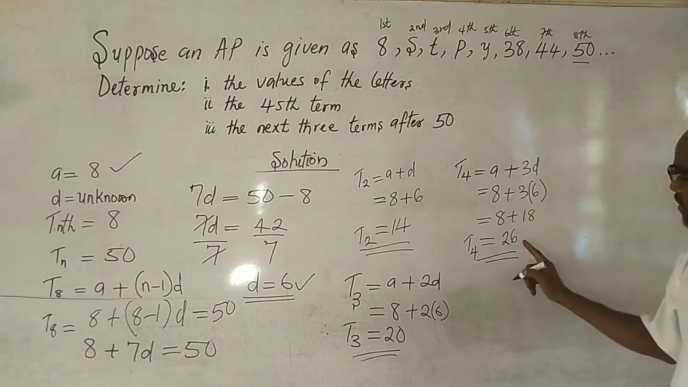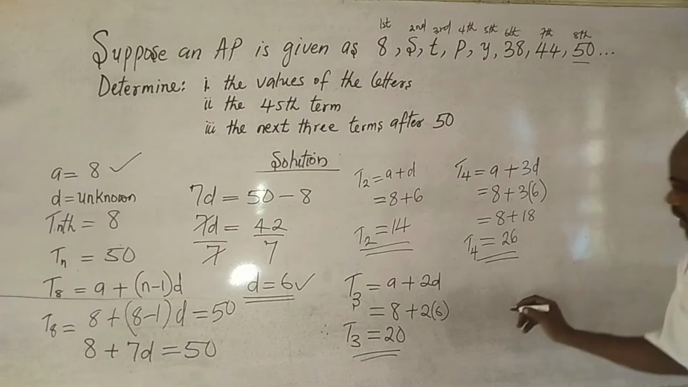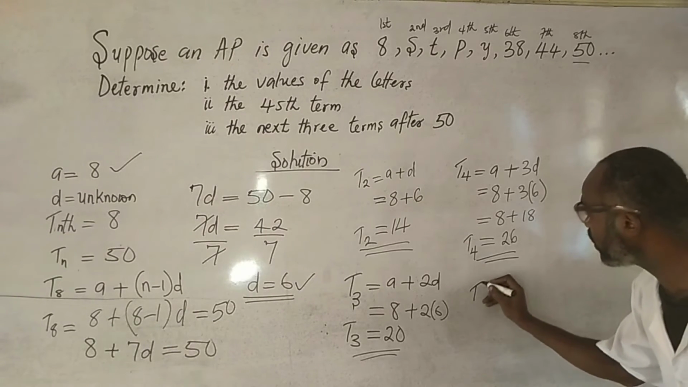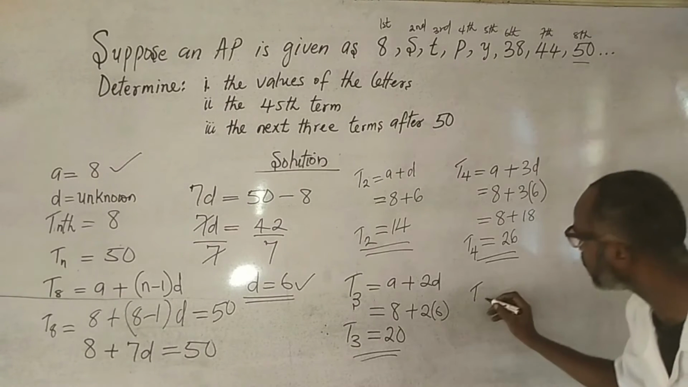Can you see it now? That's it. That is it. 26. So let's go again. We find T5. This is the fourth one. Okay. The fifth one here.